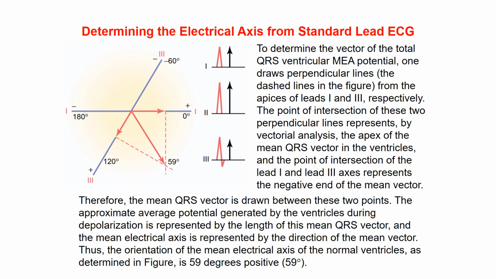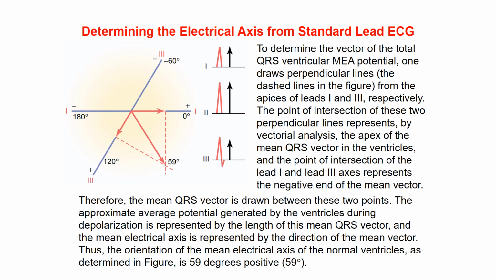To determine the vector of the total QRS ventricular mean electrical potential, one draws perpendicular lines, the dashed lines in the figure, from the apices of leads 1 and 3, respectively. The point of intersection of these two perpendicular lines represents, by vectorial analysis, the apex of the mean QRS vector in the ventricles, and the point of intersection of the lead 1 and lead 3 axes represents the negative end of the mean vector. Therefore, the mean QRS vector is drawn between these 2 points.